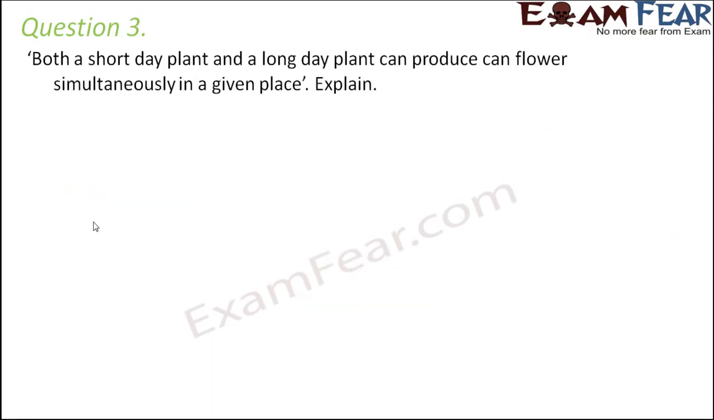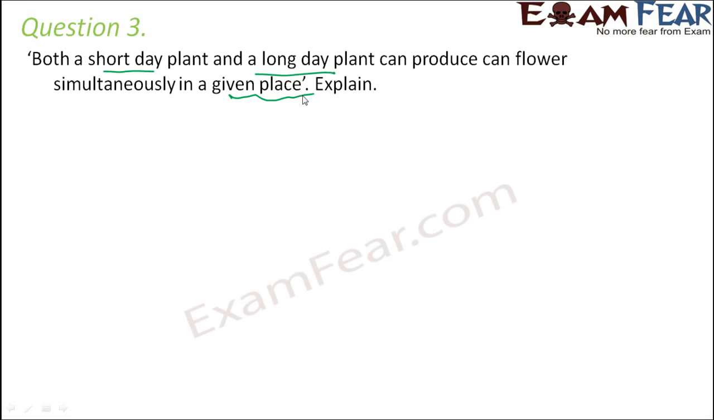Question number 3. Both a short day plant and a long day plant can produce a flower simultaneously in a given place. Explain. So if you talk about a long day and a short day plant, they really don't have anything to do with the place. So place really doesn't matter. What matters is the duration for which they are exposed to light.